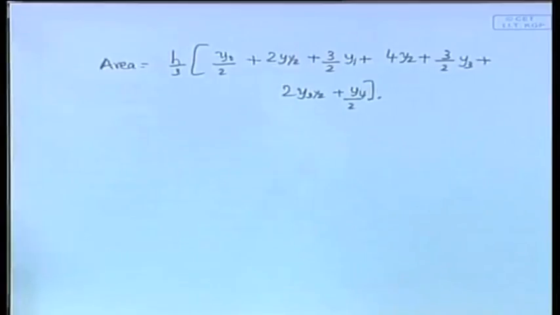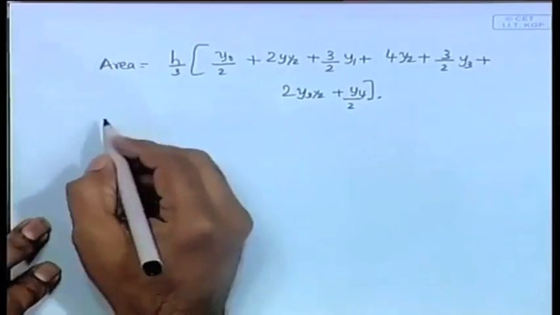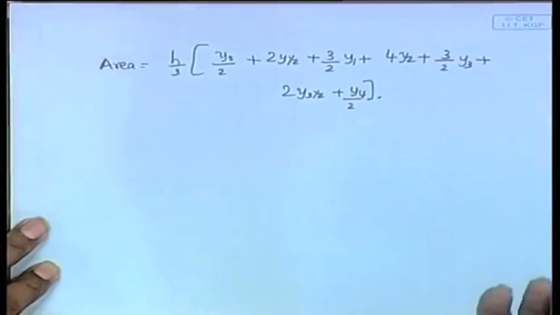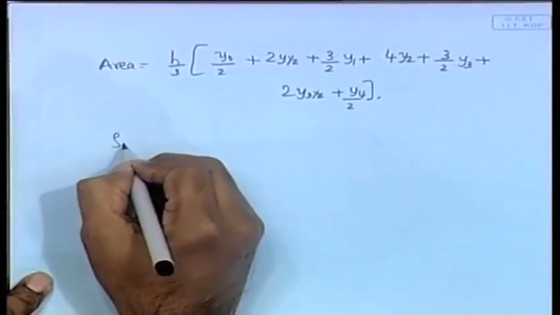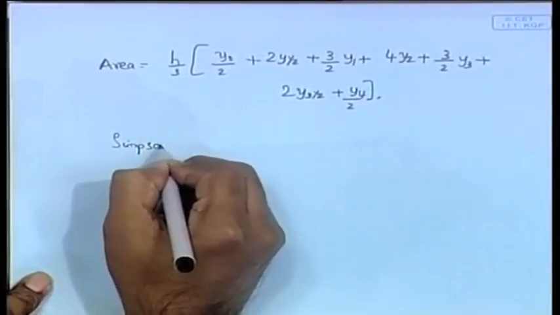Then, as I told you, there is something known as Simpson's second rule, that we will just mention. But if you have an even number of ordinates, you can apply the trapezoidal rule straight away. It is not wrong, it is okay, but you have to know this Simpson's second rule.